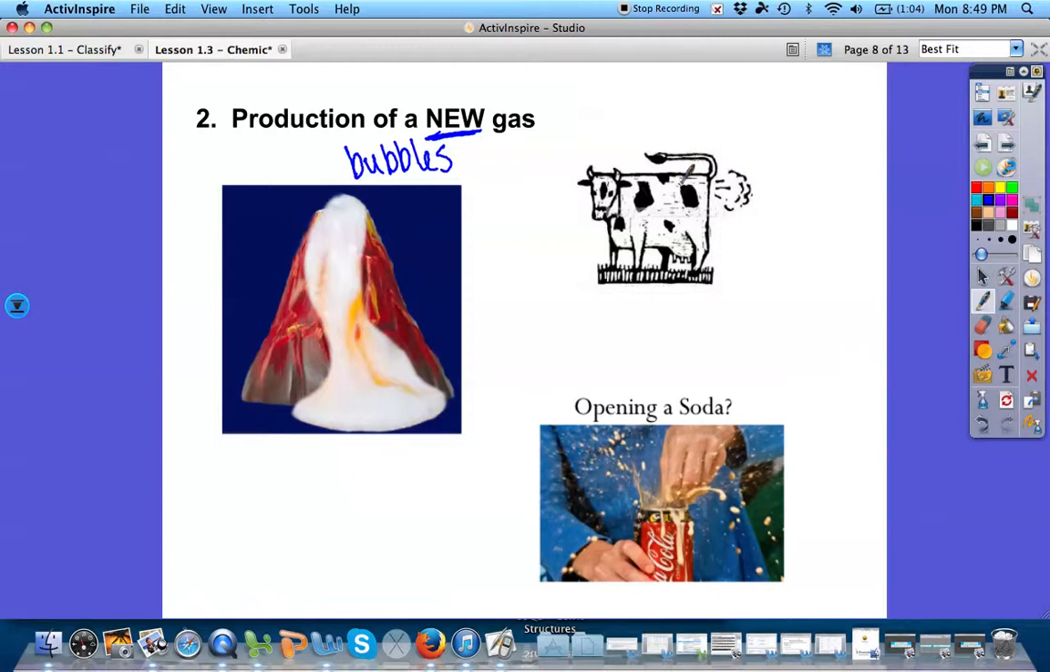Cow farts smell like methane. There's a chemical reaction going on inside the cow's stomachs to cause the methane to be produced. So think about opening a can of soda. Is that an indicator of a chemical change? Well, we do have fizzing, we do have bubbles, but when they make the soda, they actually pump in CO2. So that CO2 is just being released into the air. So this is not a chemical change.